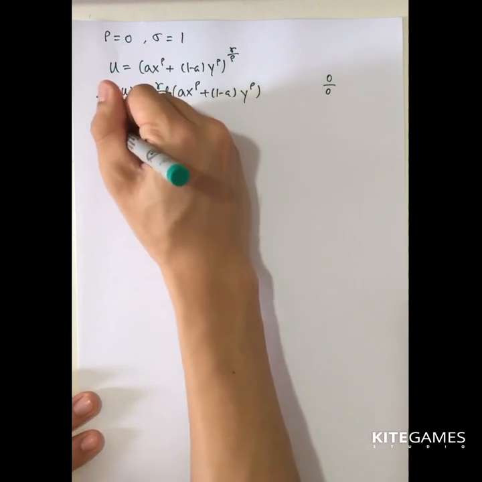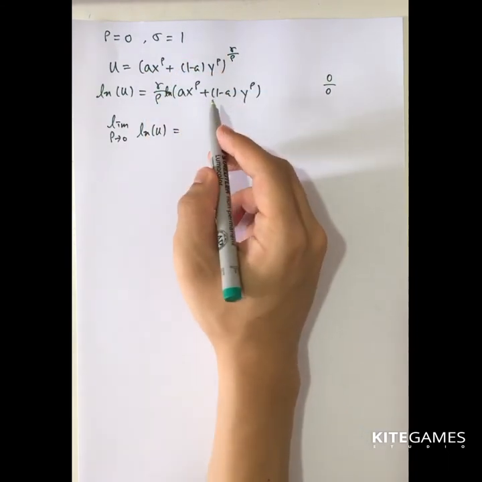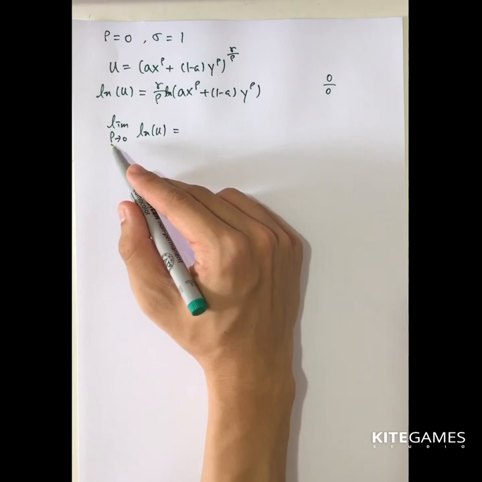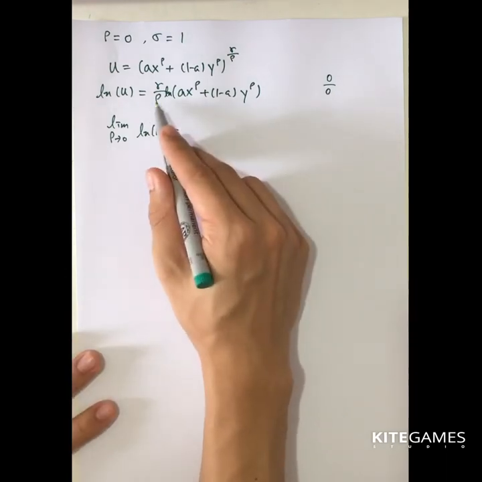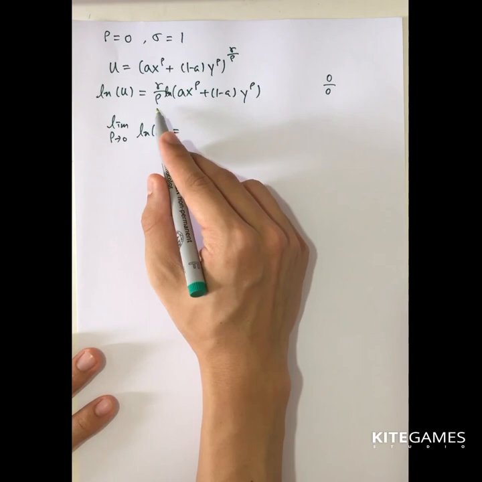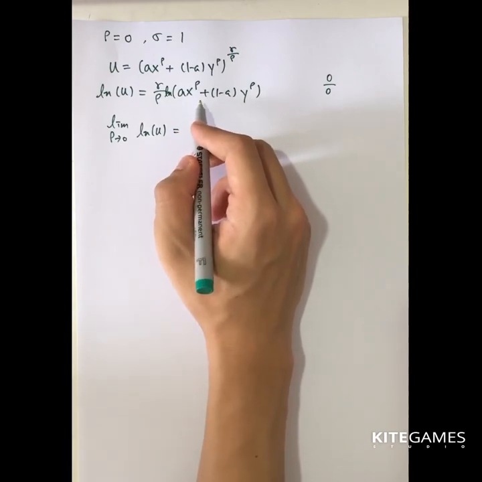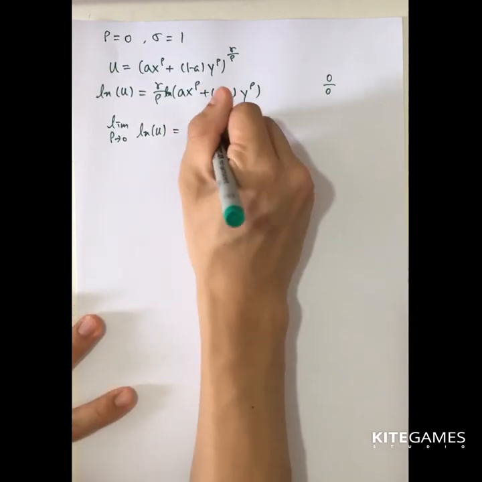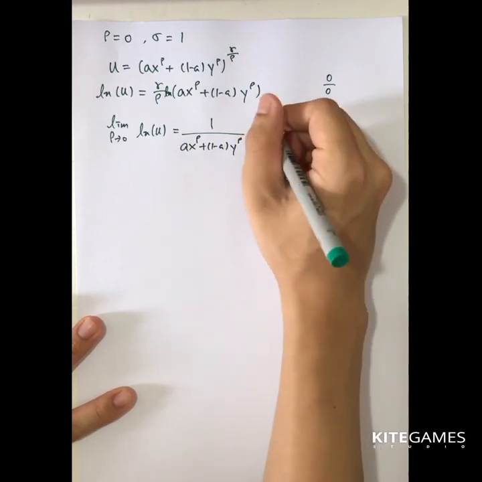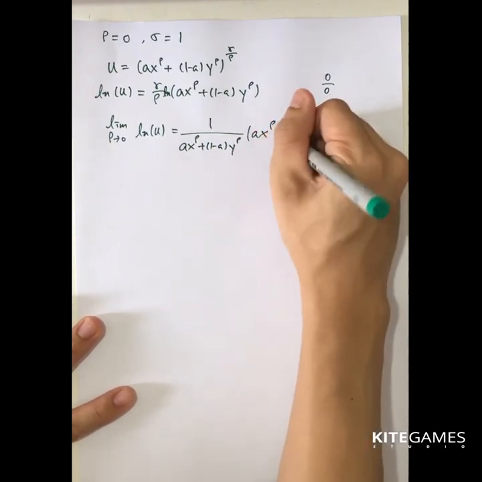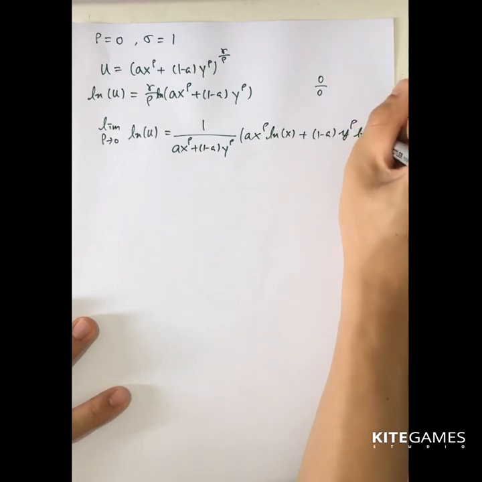Therefore, we can apply L'Hopital's rule. We take the limit of ρ goes to 0. L'Hopital's rule means that you differentiate the numerator and denominator with respect to the parameter that is going to 0. So for the denominator, you take the derivative with respect to ρ, which is 1, so we can ignore it. How about the numerator? If we take the derivative with respect to ρ, we will get 1 over (ax^ρ + (1−a)y^ρ), times (ax^ρ log x + (1−a)y^ρ log y).